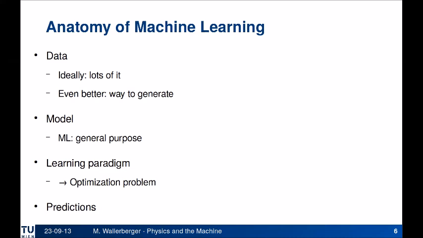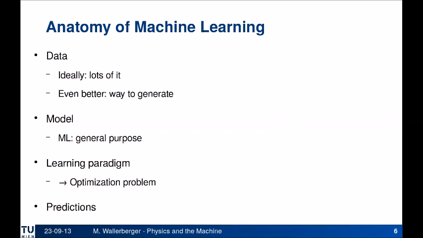Then we have a second thing, and that is a model of our world or of the data. The data is a representation of something in the world, and the model is then a representation. The data is part of or samples part of the world, and the model is our understanding or representation of the world. And what sets machine learning apart is that these models are sort of general purpose.